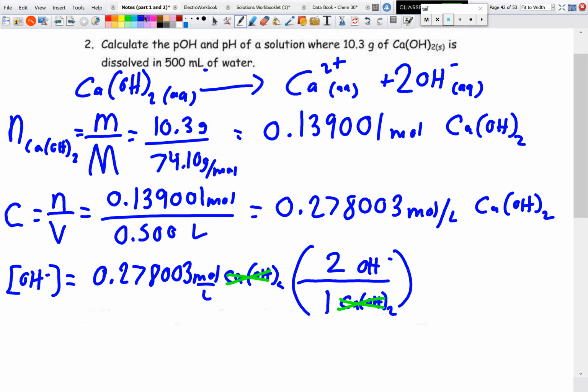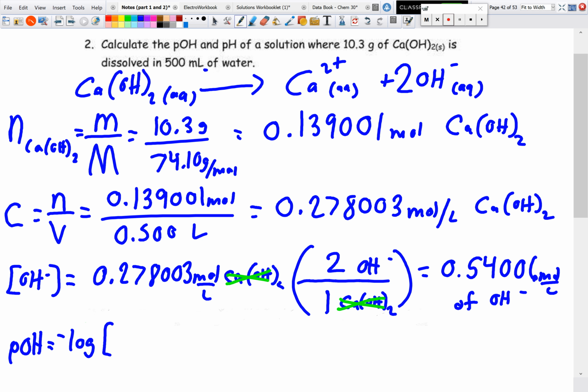So when we do this, the units of calcium hydroxide will cancel out, and then we are just left with hydroxide, which the answer is 0.54006 moles per liter of hydroxide this time. And finally, now that we have the concentration of our ion, pOH is just our negative log of the concentration of hydroxide, and we go negative log of our 0.54006.